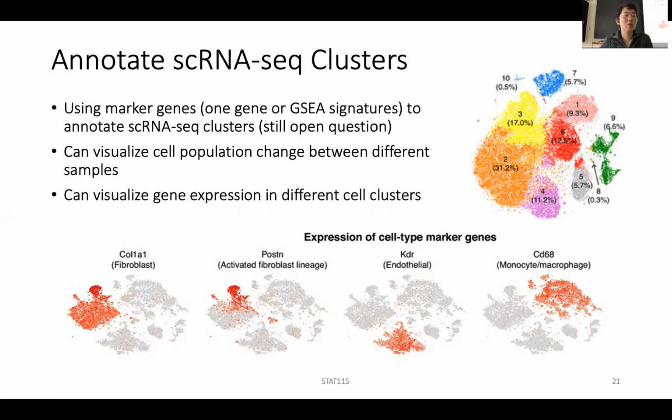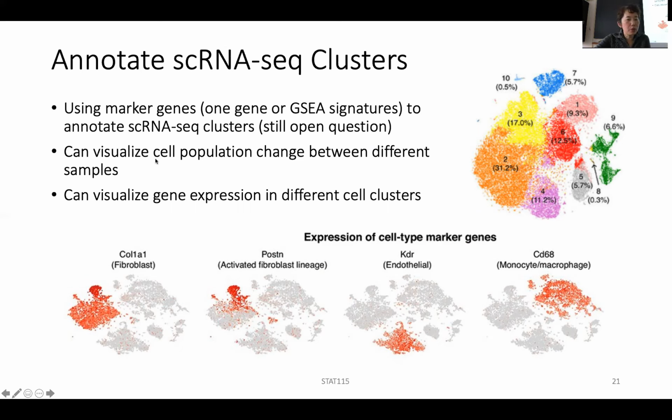So you could use those gene sets to help you annotate the single cell clusters. This is still really an open question. There are some tools that provide solutions for doing this automatically, but it really depends on what signatures you use, what method you use, and how accurate it is. So I would say it's not as solved yet. I think it depends on the tissue. Some you can do better than others if you have seen enough data like that.